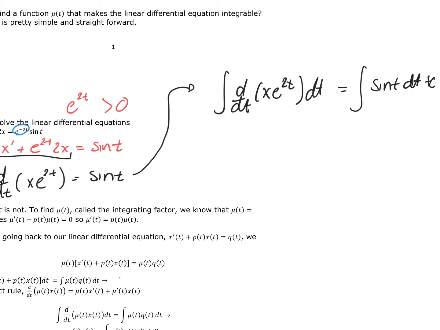Now we know the left side, that the integration of d/dt of e^(2t) x is just going to be x e^(2t). On the right-hand side, I'm going to get negative cosine, integrating this, negative cosine of t plus c.